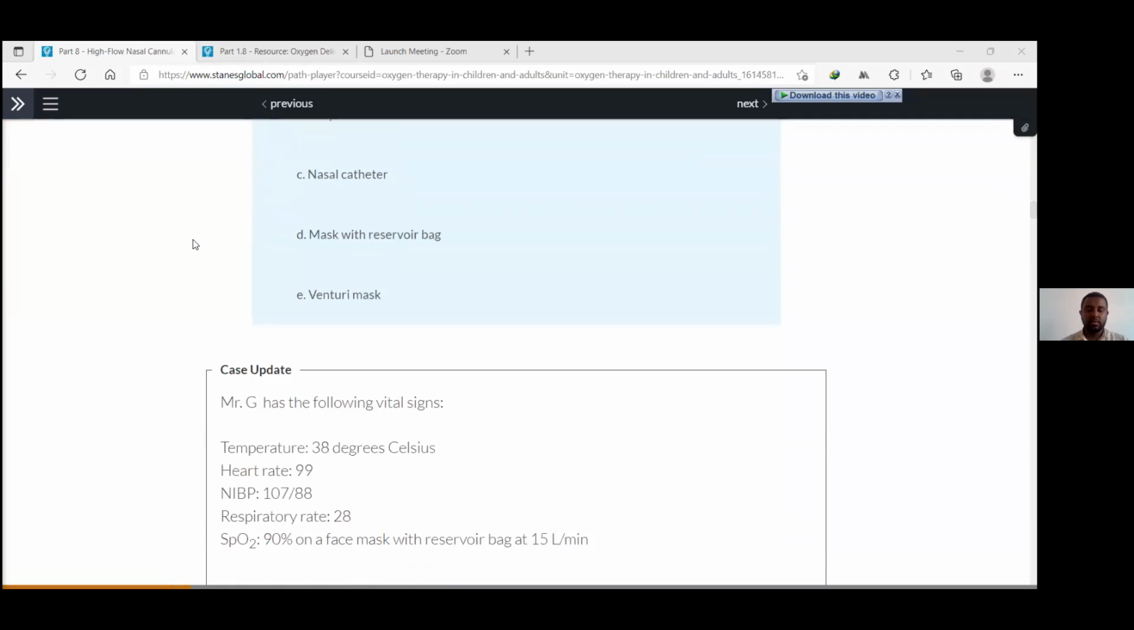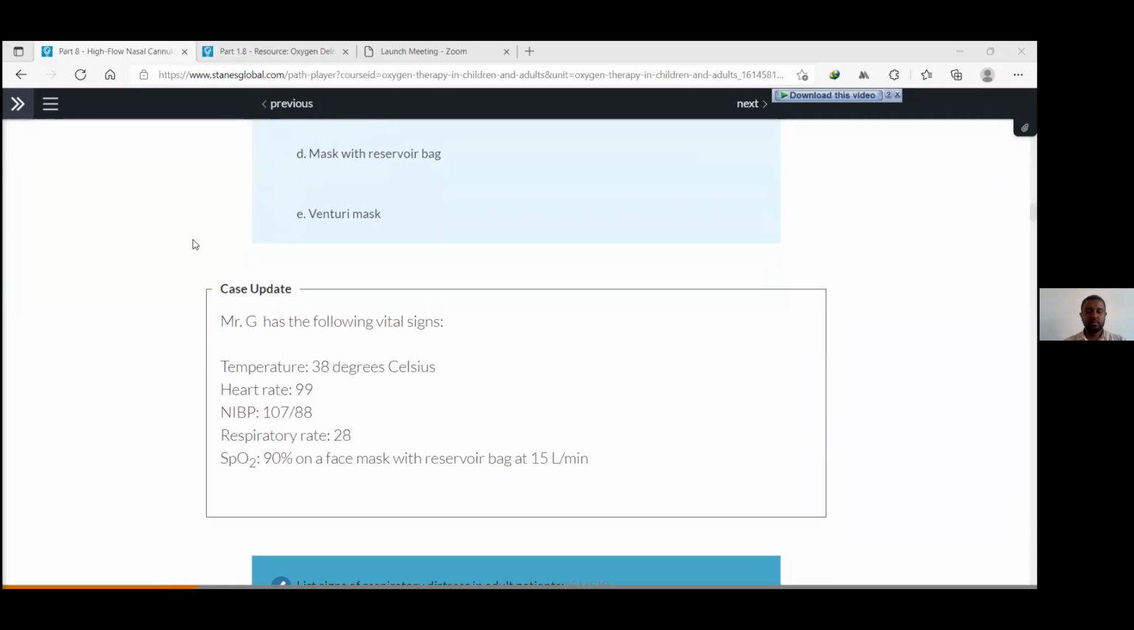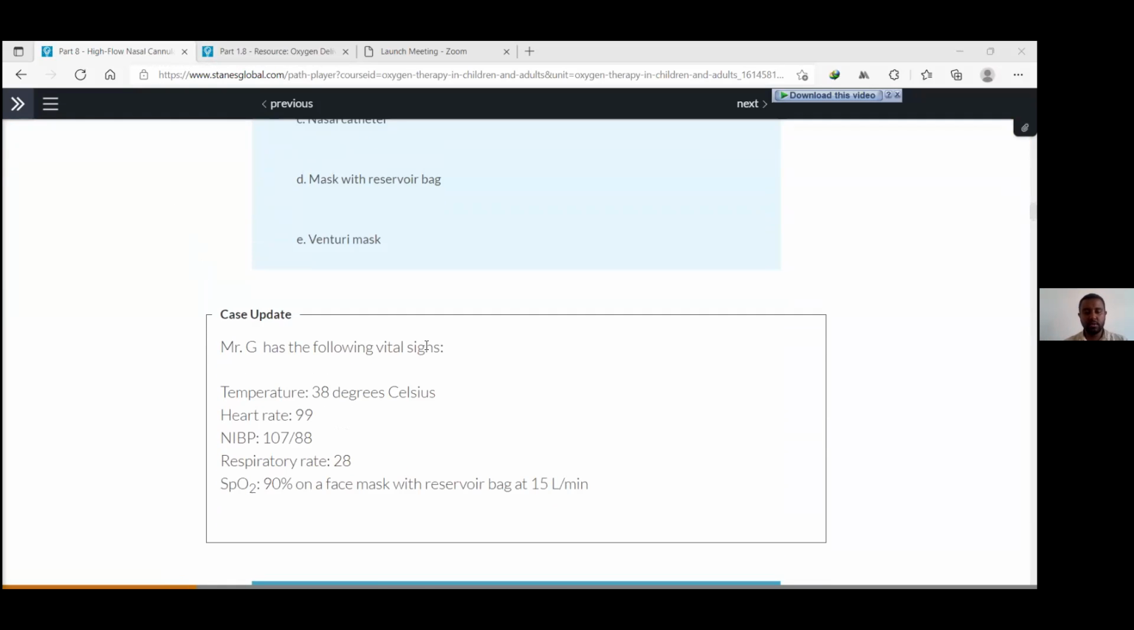So next we have a case update. So Mr. G has the following vital signs: temperature 38 degrees Celsius, the heart rate is 99, and blood pressure, non-invasive, systolic 107, diastolic 88, and respiratory rate of 28, with saturation 90% on face mask with reservoir bag on 15 liters per minute.